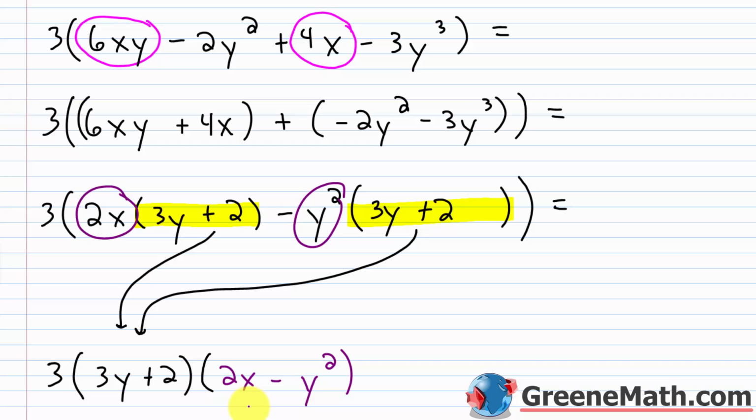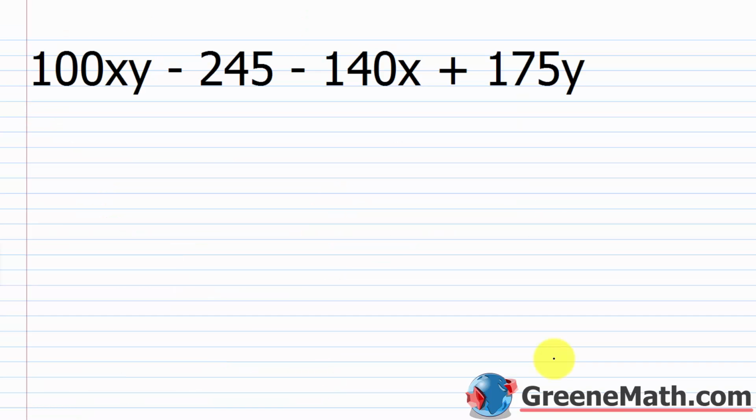Now, if you didn't pull out the 3 to start, like we did, then when you get to this stage, you're going to have a common factor of 3 that you still need to pull out. So always look before you start, say, is there anything I can pull out before I start factoring this by grouping? It's going to save you additional factoring in the end. All right, let's take a look at another one.